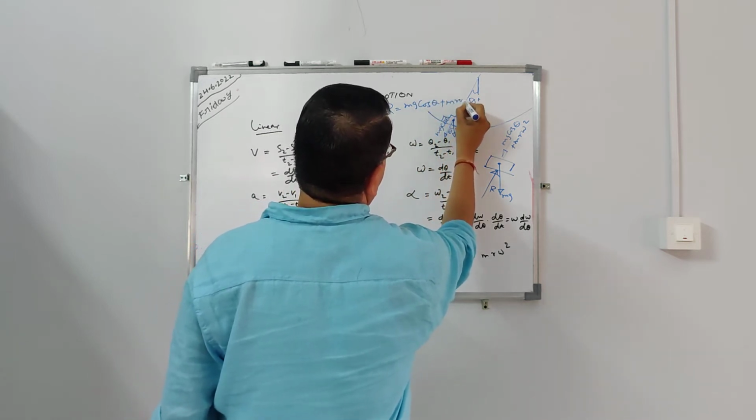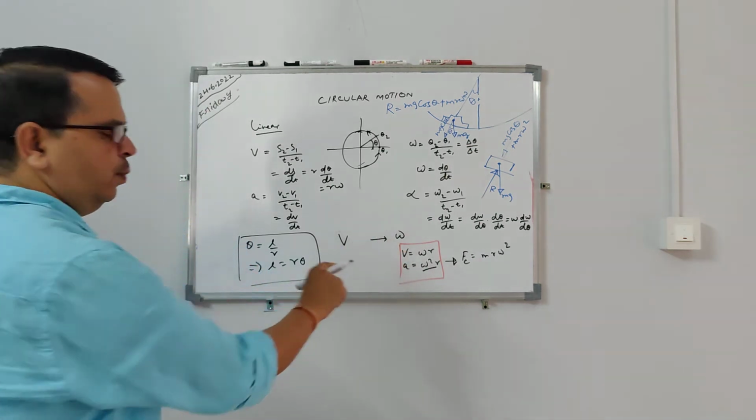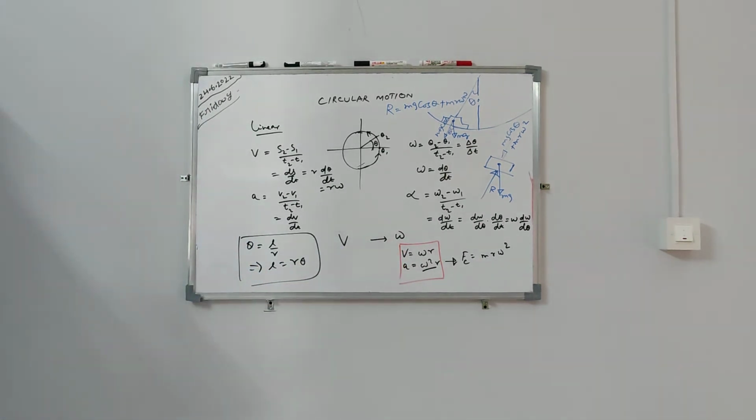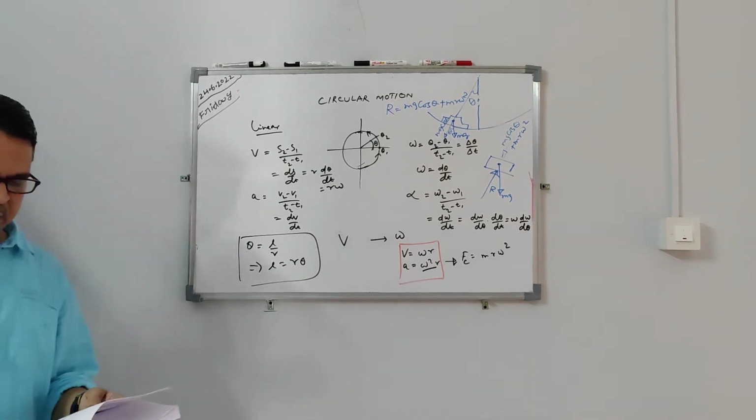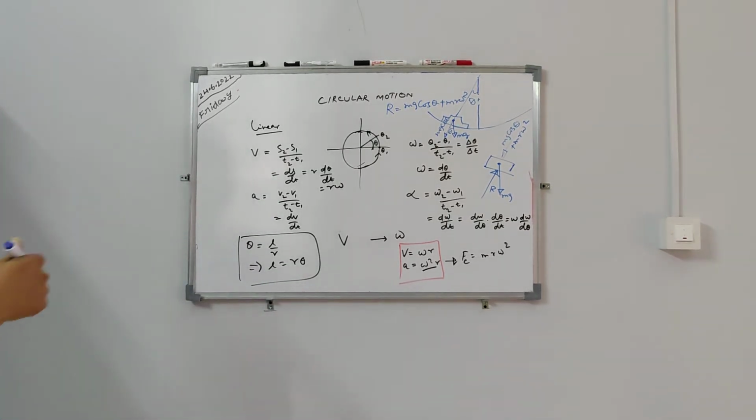Just remember, r remains constant, just omega and omega square. So for acceleration it is omega square. So that is when a car is going on a concave surface.